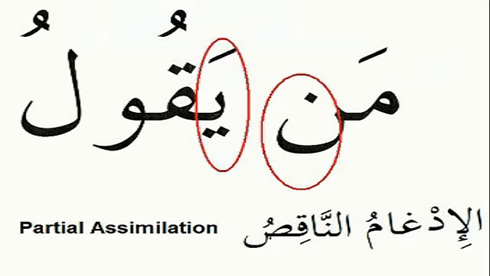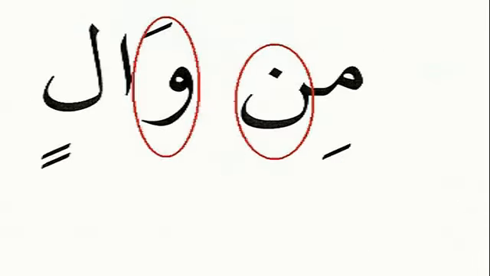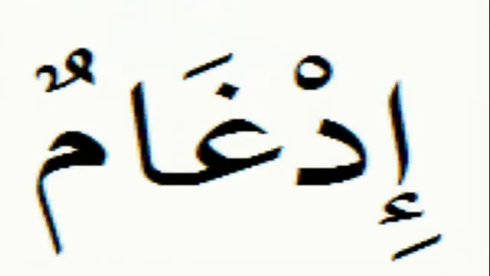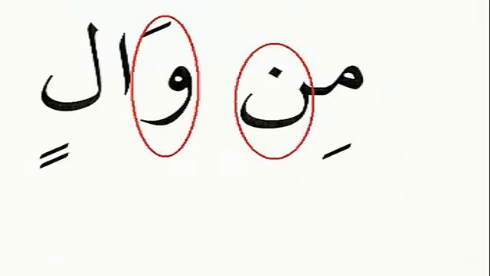How do you pronounce it? You say may yaqul. The nasality of the noon is there. May yaqul. Min wal. It's not may yaqul, min wal, no. The nasal quality of the noon is retained, and there is idgham, which is naqis, which is incomplete idgham.